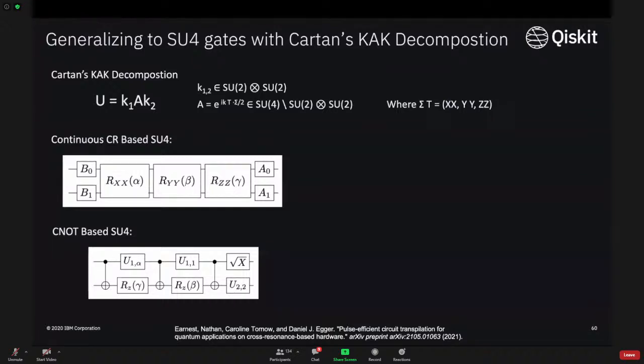Alternatively, instead of transpiling to a C0 basis gate set, you can transpile to a basis gate set that leverages these continuous gates, so the RXX, RYY, or RZZ, and then you have single qubit gates before and after.